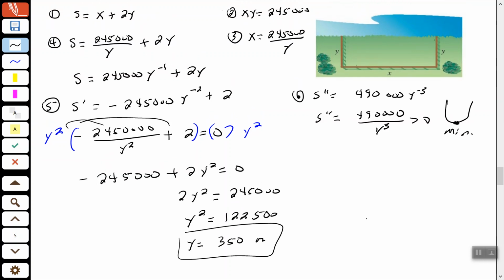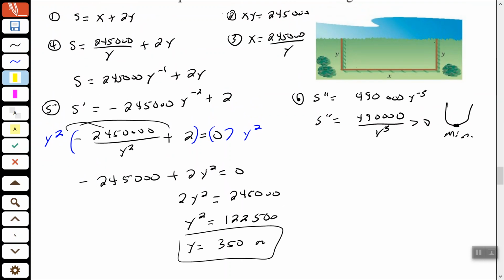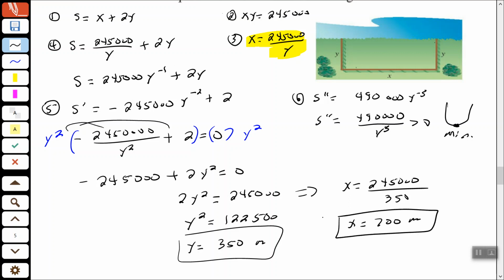But keep in mind, we need x and y, the dimensions. So we need to come back up here and find x. From step 3, we know that x is equal to 245,000 divided by, in this case, 350. So x is equal to 700 meters. And that's how you use those steps to solve these optimization problems.